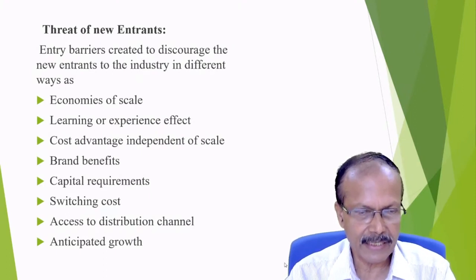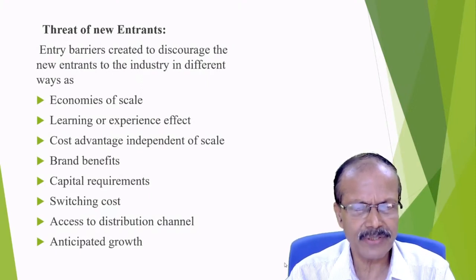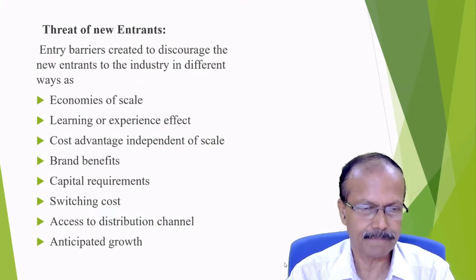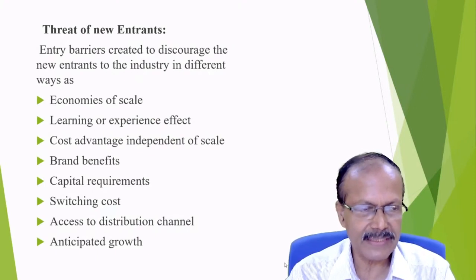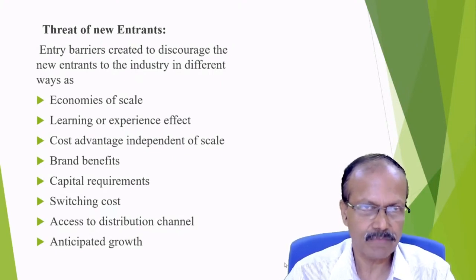Next is the access to distribution channels, because the established market players in the industry have very wide physical distribution channel networking with strong channel members, which is very difficult for new players when they are entering the industry. So that is one of the strength areas. Similarly, the anticipated growth will decide the entry of new players. If the growth of the industry is encouraging, then obviously it will influence market players to enter the industry by way of expansion and diversification of their existing business.